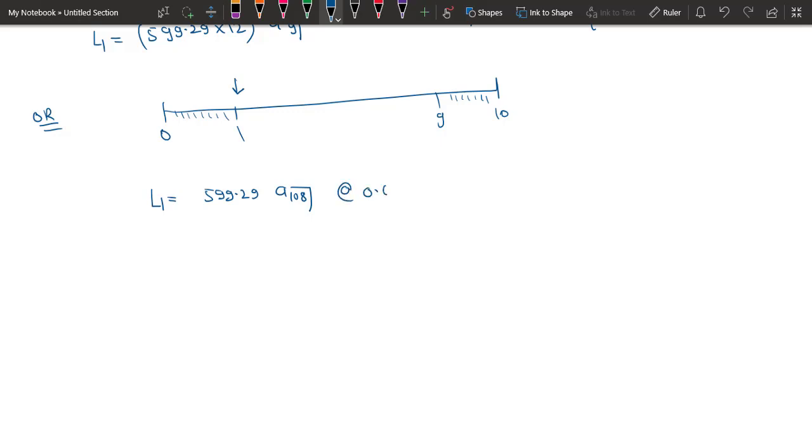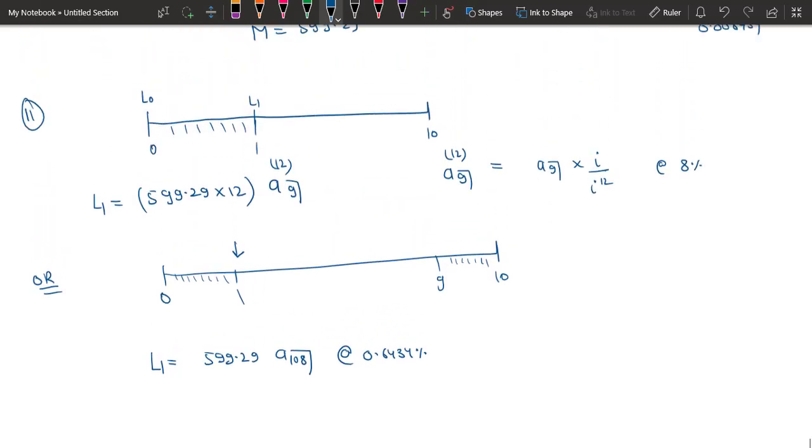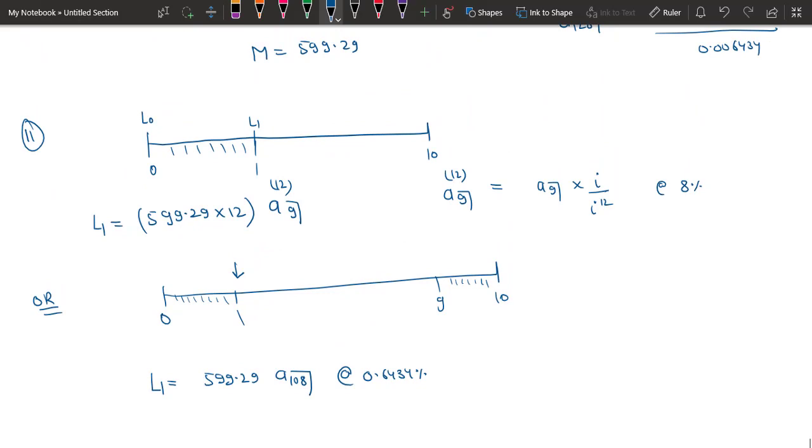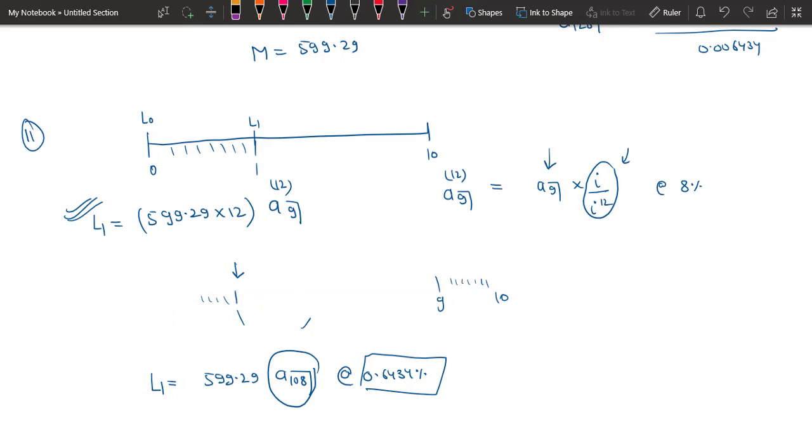at 34%. So the answer would be same, but since the value of I equal to 0.08 is given in the table, so I would recommend you use the first method because it is easier to calculate. In this method only, you have to look the value of A9 in the table, you have to look the value of this I upon I12 in the table, and you have to multiply to get the answer. But in the second method, you will have to calculate the value of A108 by manually calculating the figures in the calculator, because this value of interest rate is not given in tables. So I would not recommend using this method 2 in examination to save your time.